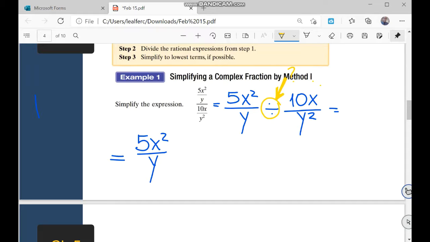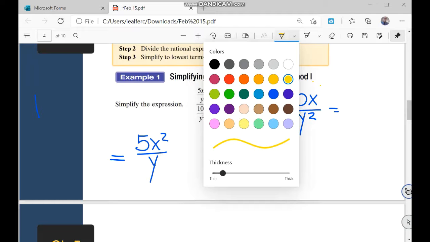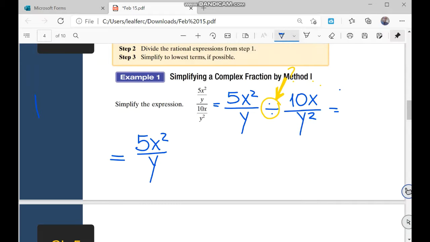3 seconds, so you can answer. 3, 2, 1. Anyone remembers? You would change it? Yes, that's right, Jacob. You're going to change into a multiplication, right?